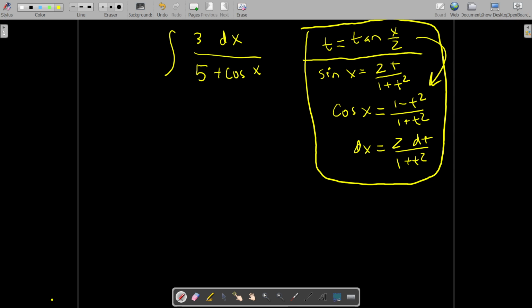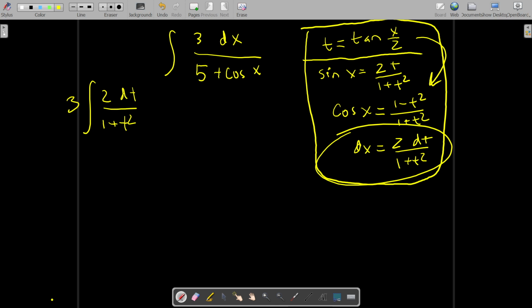But what we'll do here, since we have those values, we're going to substitute those into our given integral. So first, I'm going to pull the 3 out. We'll have the 3 in front, and then we'll do our dx, which will be this value. So we're going to substitute in 2 dt over 1 plus t squared.